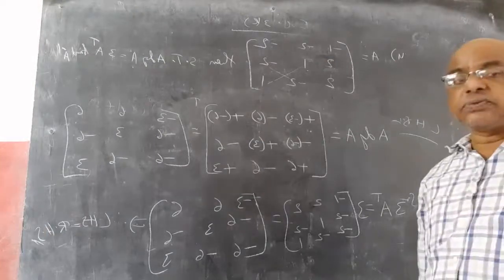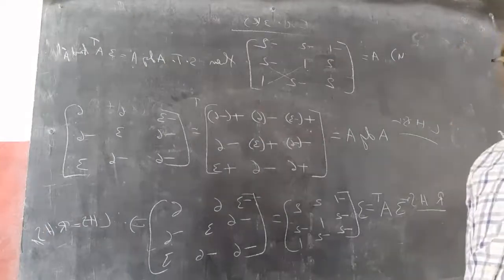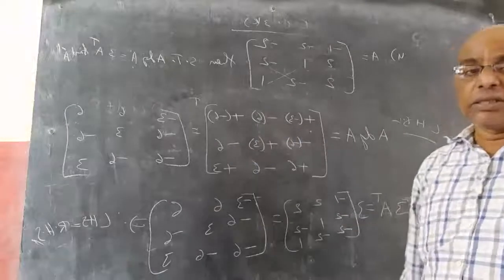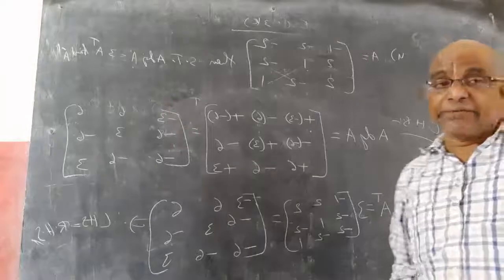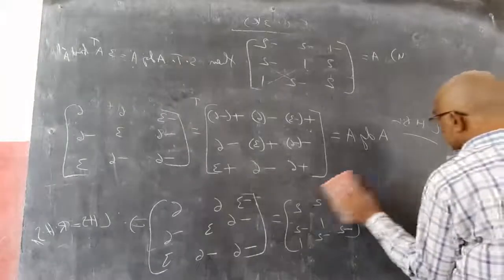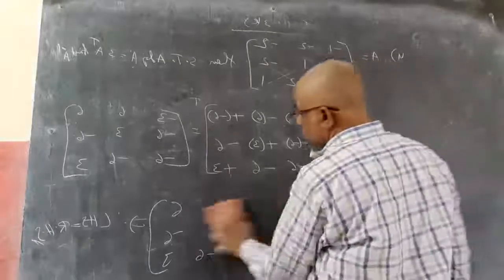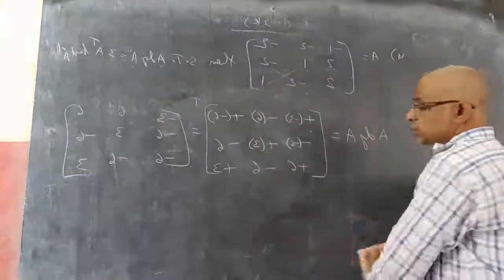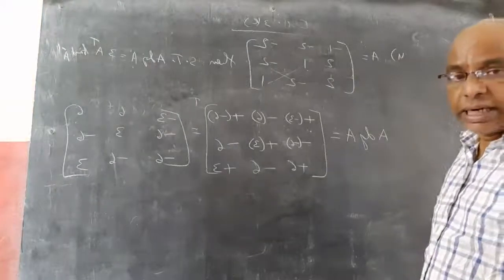A inverse means we just need det A extra, that's it. 1 by det A into this adjoint A gives me A inverse. So we need to find det A first. So I have already adjoint A. Now I need to find det A first. So how to find the det A?